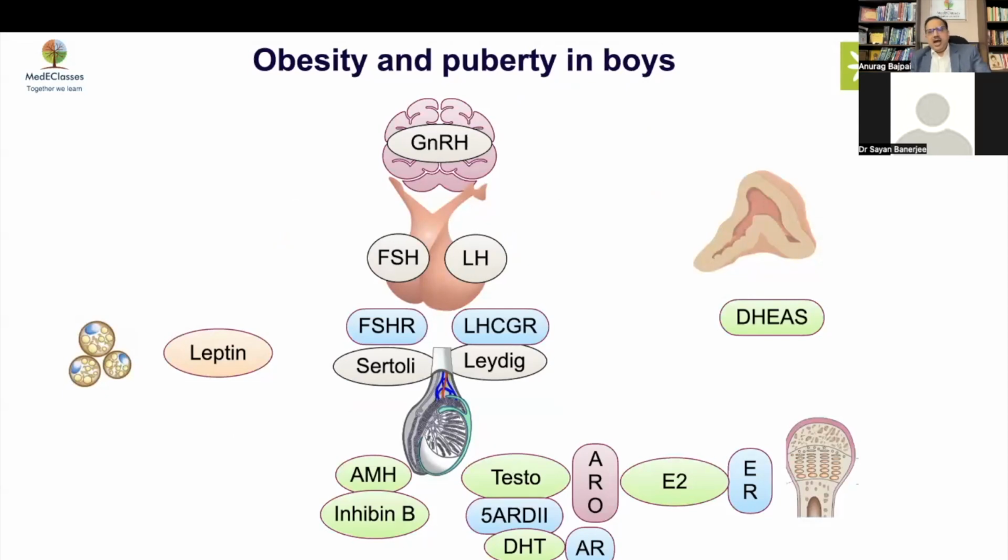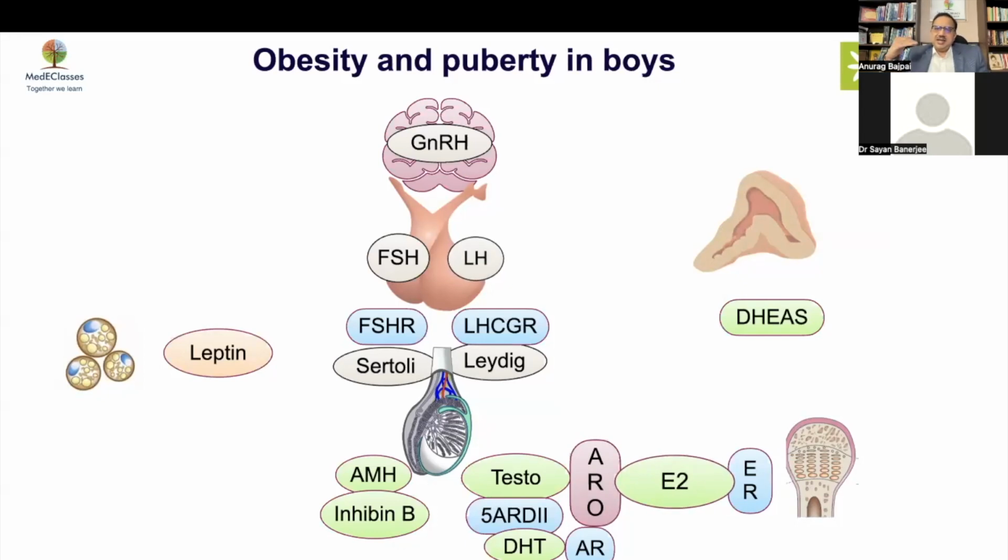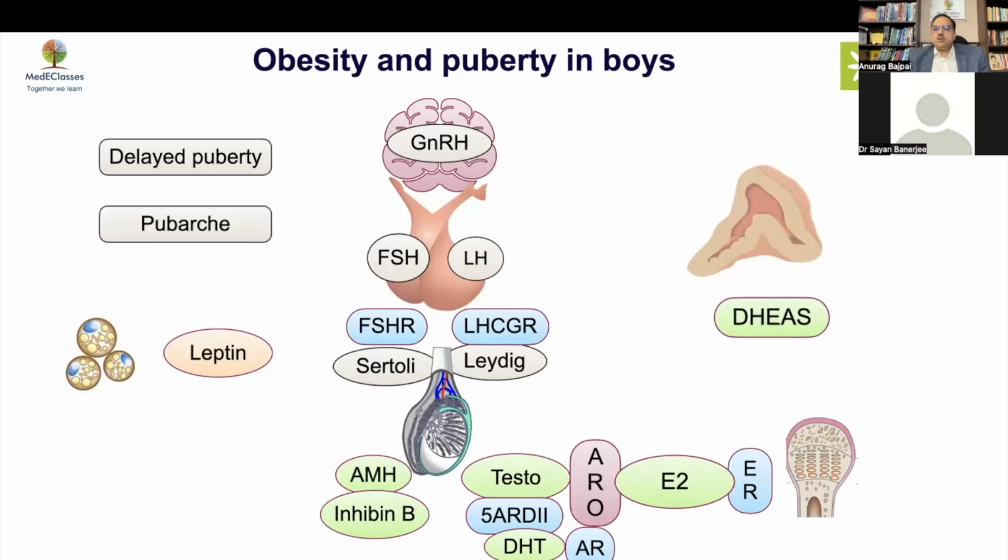What about boys? As we have discussed, in girls there is a disjunction between thelarche and menarche. There is also a disjunction in boys between pubarche and gonadarche. So in the setting of obesity, because of increased leptin levels, peripheral production of estrogen goes up, and that suppresses LH, causing a suppression as far as central development is concerned. So there seems to be a delayed puberty, but because the adrenal axis is activated because of insulin, there would be pubic hair growth which will happen. So you will have a classical example of pubarche with small testicular size.